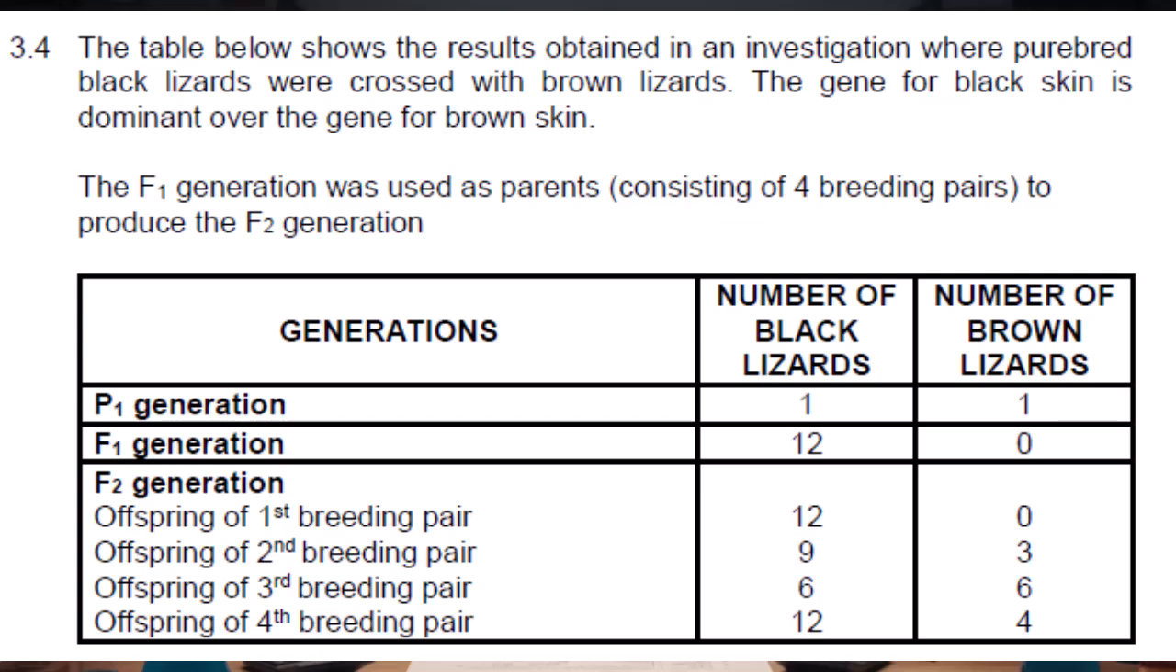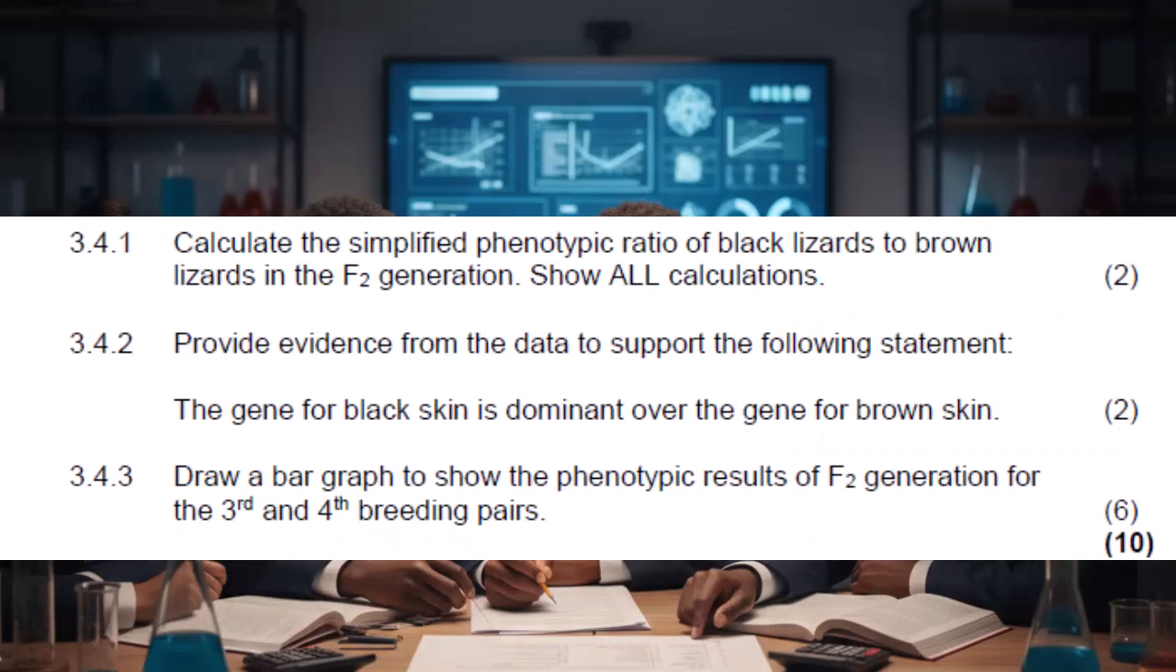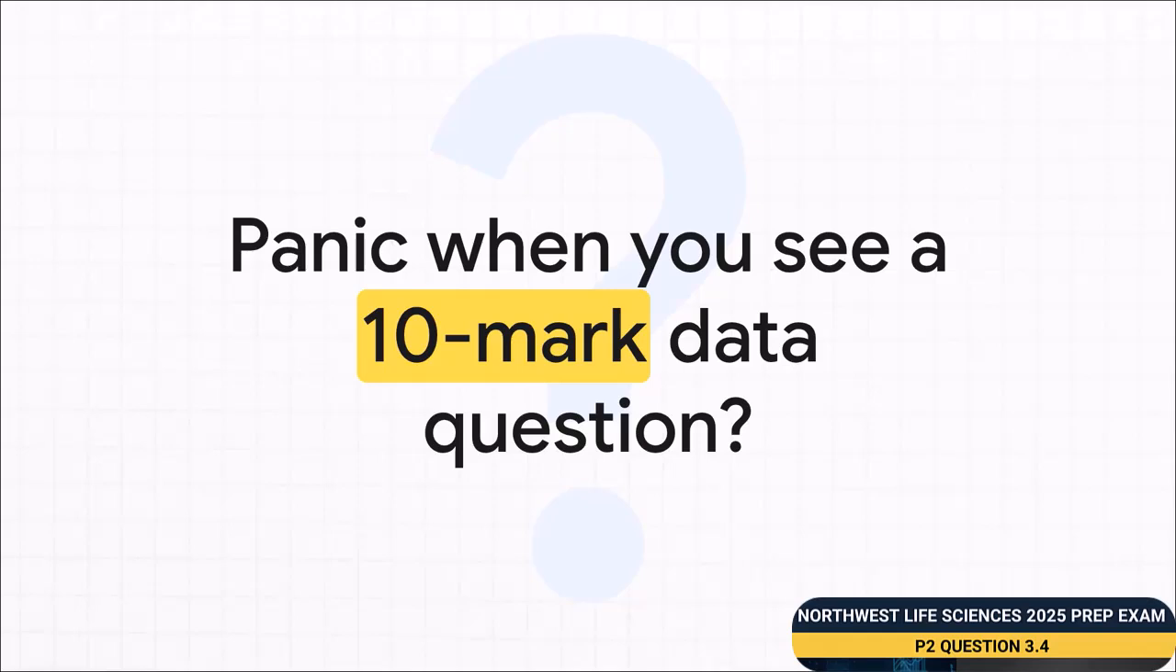You know that feeling, right? You flip the page, and bam, there's this massive table of numbers, a question with like 3 different parts, and a 6-mark graph. It's enough to make your mind go completely blank. But here's the deal. We are going to turn that panic into points. I'm going to walk you through a clear, step-by-step path to absolutely mastering question 3.4.